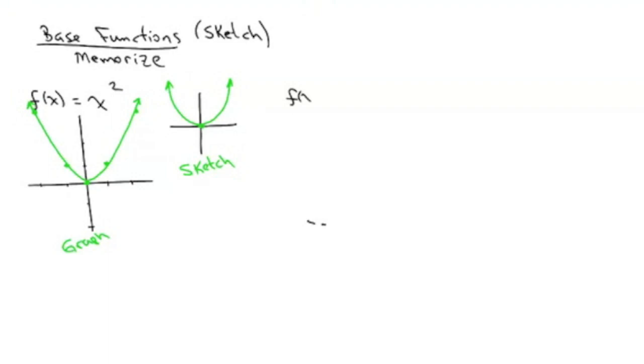F of x equals x cubed. Graph it first, and then we'll deal with the sketch. If I let x equal negative 2, it's negative 2 to the third power, which would be negative 8. That's someplace way down here. I'm not even going to plot it properly, but it's way down.